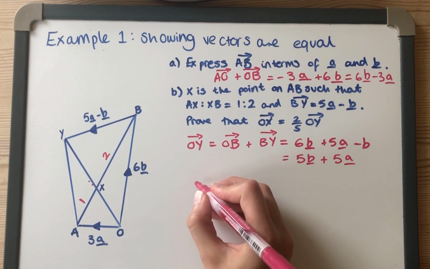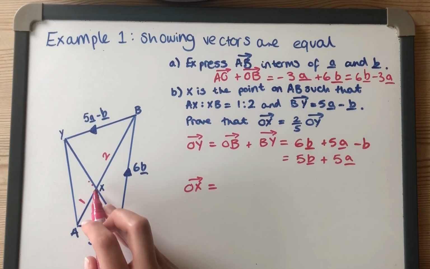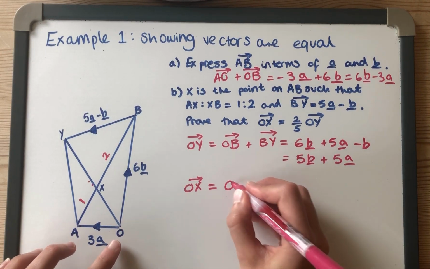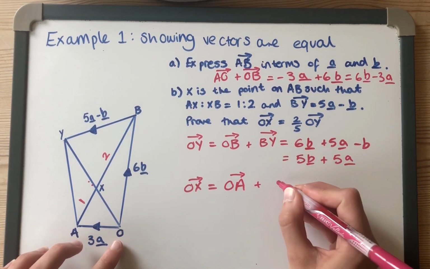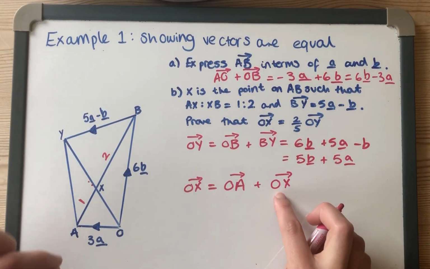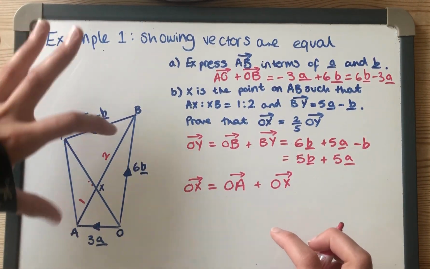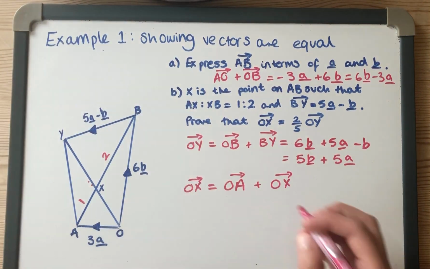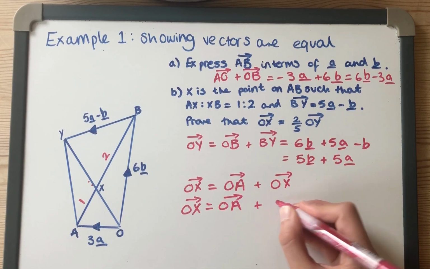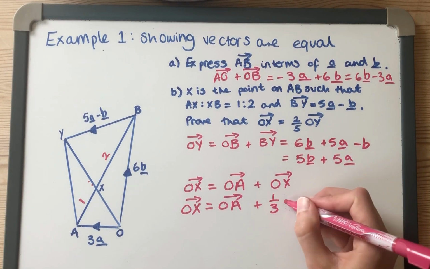I also need what OX is, because then I'm going to be able to compare them. So I need to go from here to here. I can't go along that line because I don't know what it is, but what I can do is go from O to A and then O to X. I can do that because I know that AX is 1/3 of AB, as it's 1 out of 3 possible segments. So OX is OA plus 1/3 of AB.